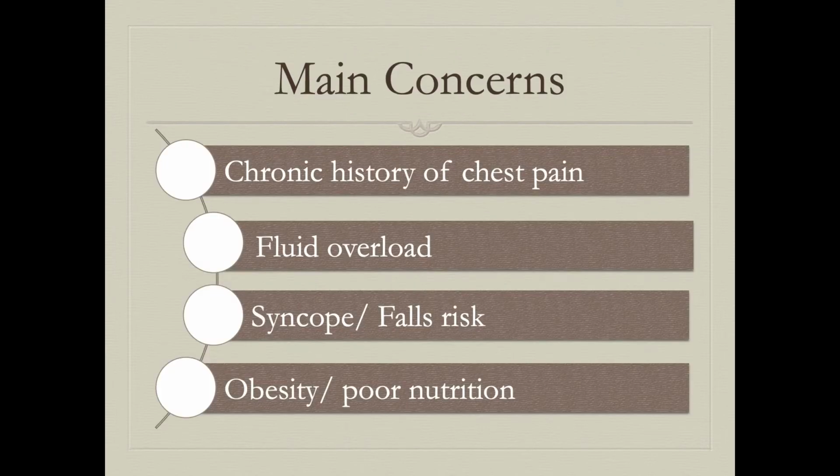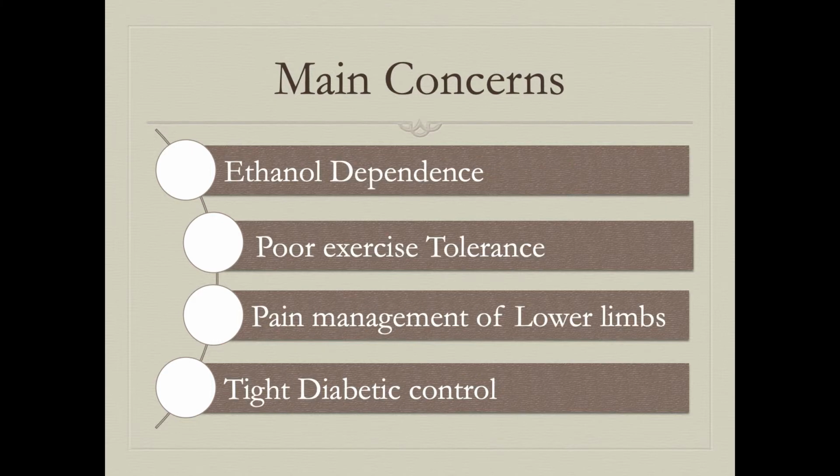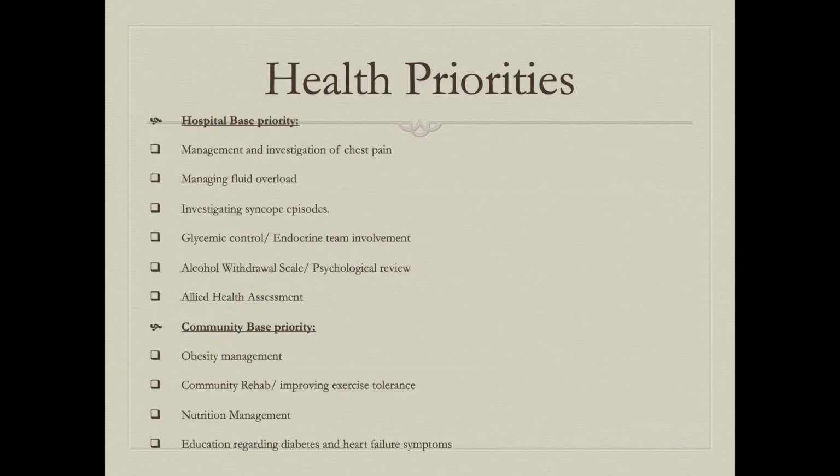After analysis of data, our main concerns are as follows: chronic history of chest pain, fluid overload, syncope episode which makes him a fall risk, obesity secondary to poor nutrition choices, ethanol abuse, poor exercise tolerance, pain management of lower limbs, and tight diabetic control. I have split our health priorities into hospital and community-based priorities. I will discuss intervention of these priorities in upcoming slides.